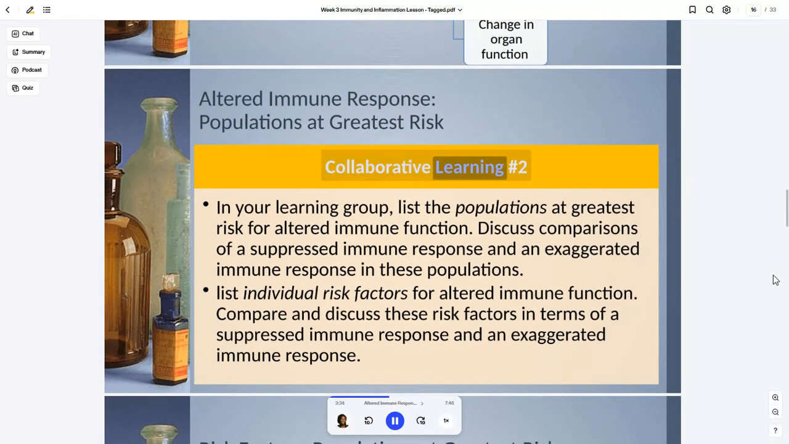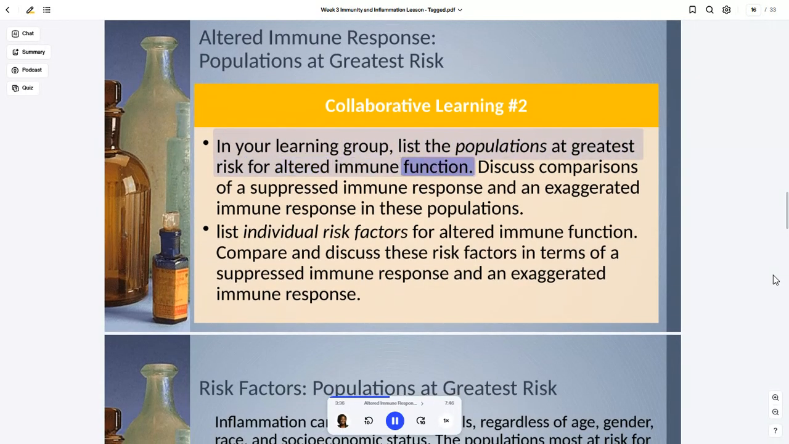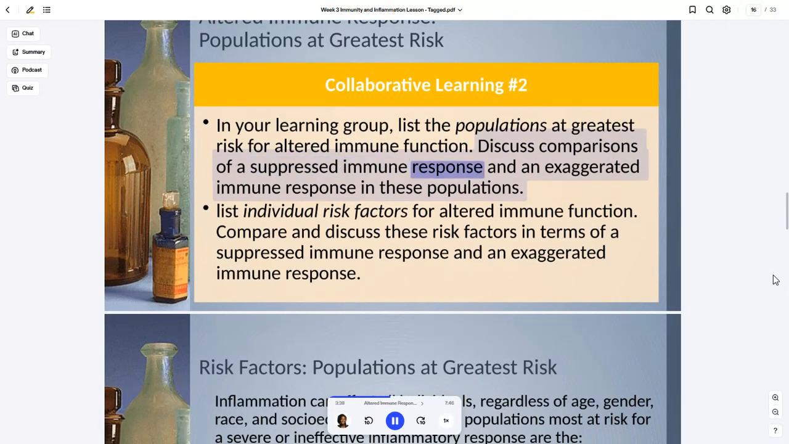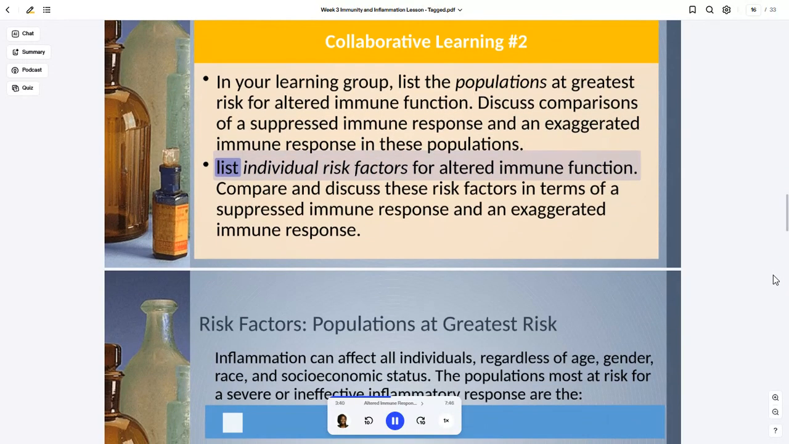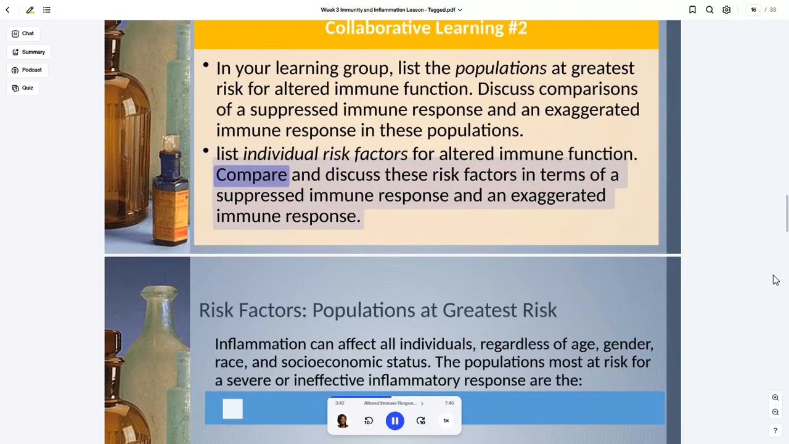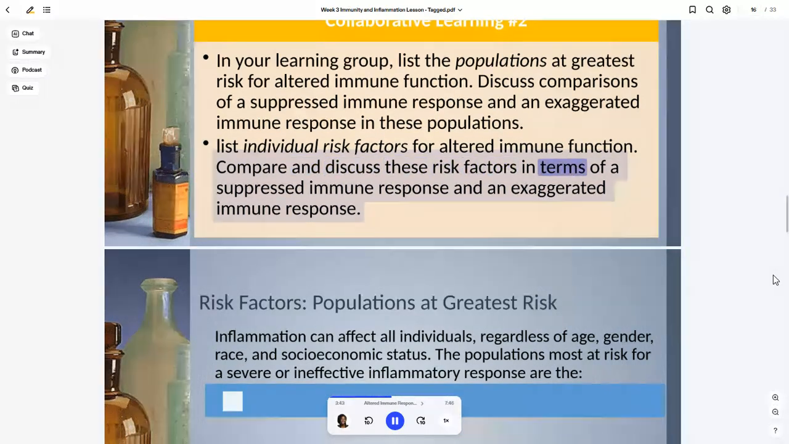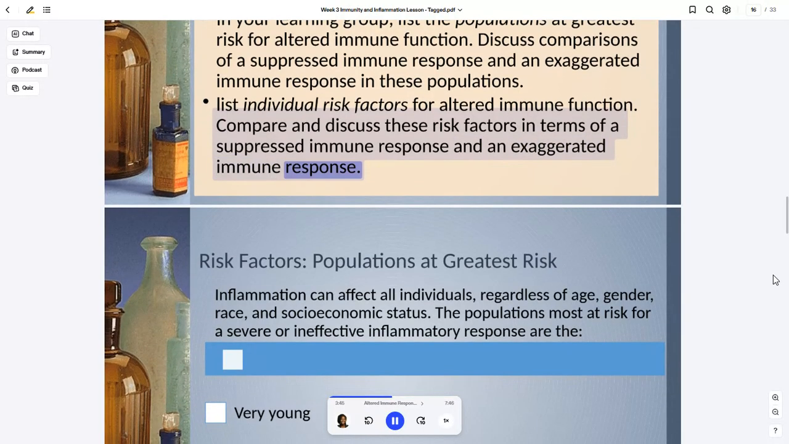Collaborative learning. 2. In your learning group, list the populations at greatest risk for altered immune function. Discuss comparisons of a suppressed immune response and an exaggerated immune response in these populations. List individual risk factors for altered immune function. Compare and discuss these risk factors in terms of a suppressed immune response and an exaggerated immune response.